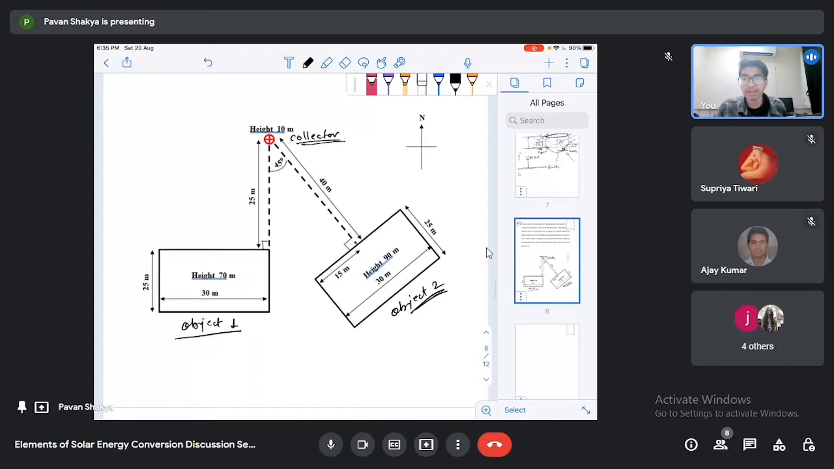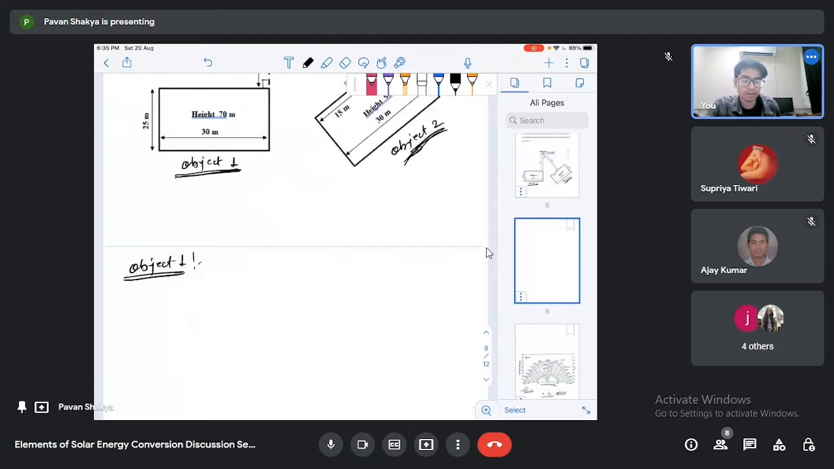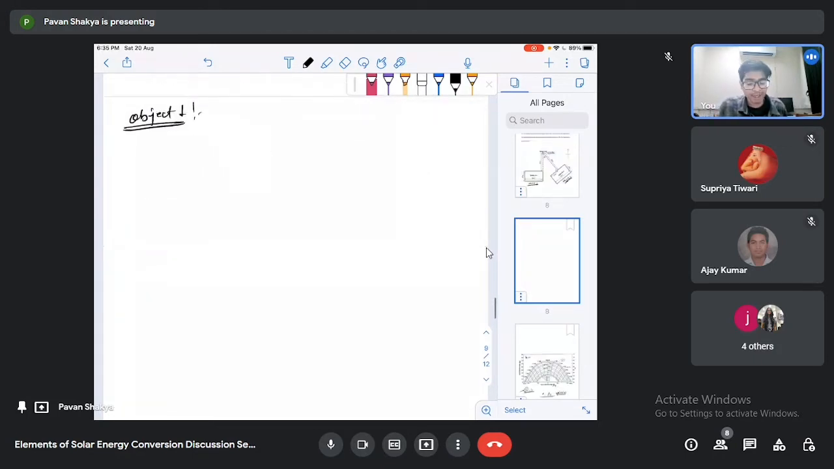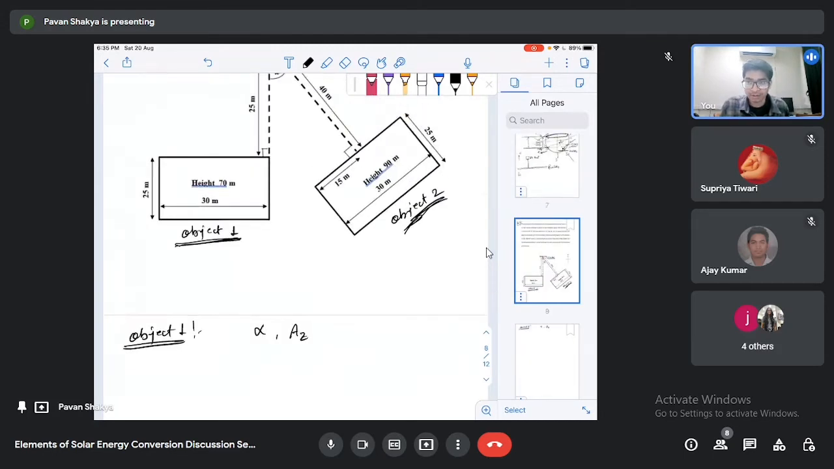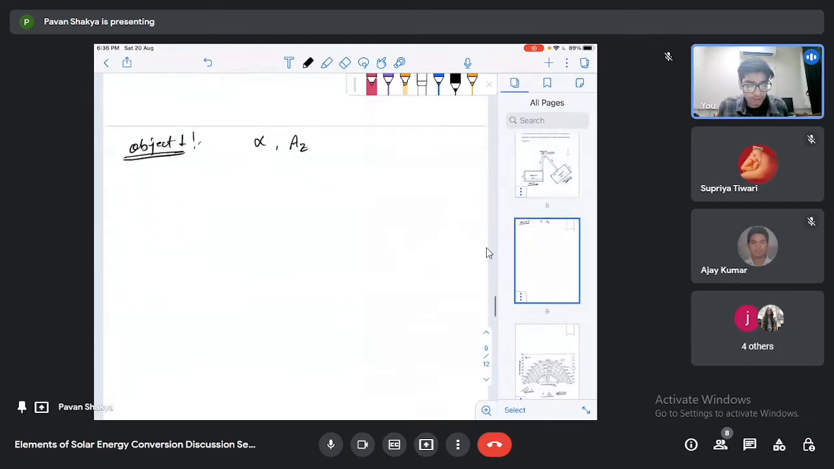I will start with object 1, to see what time it will shade the collector. Then we will move to the second object. So for object 1, in the Sunpath diagram I have shown you that there are two variables, alpha and the azimuth angle, that we have to solve for this object. So let's draw some figure for this.